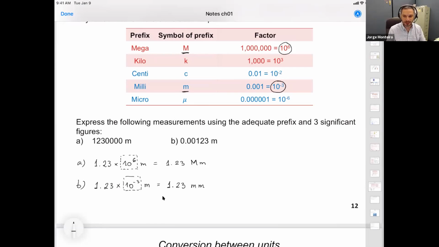You were correct. Okay, so pay attention to how you write things. Okay, uppercase M is mega, lowercase m is milli, and they are completely different things. And that's how you can write your result using prefixes. Okay, so I'm just showing you here how to better express a number, either by scientific notation or by using the adequate prefix.